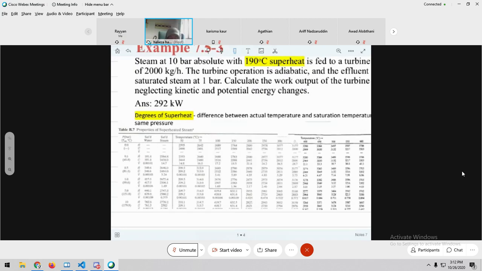Okay, let's look at the problem. You have a new term here, which is superheat. The definition of superheat is the difference between the actual temperature and the saturated temperature. So superheat is equal to the actual temperature minus T saturated. Here the value is given as 190.